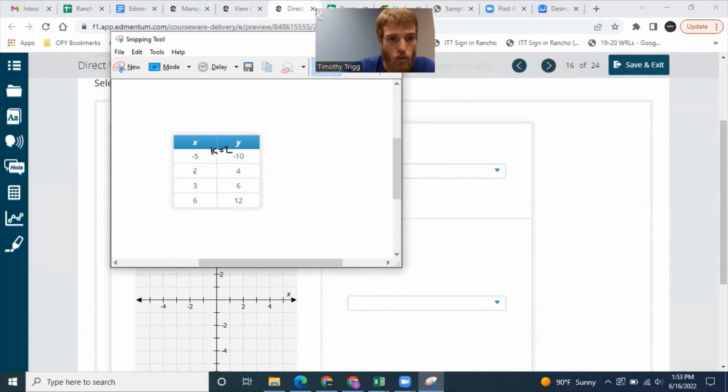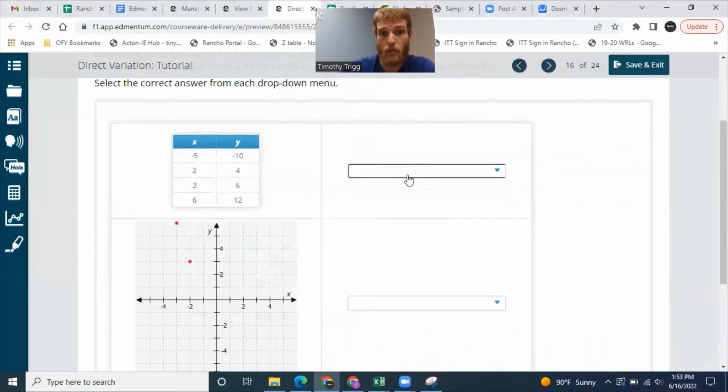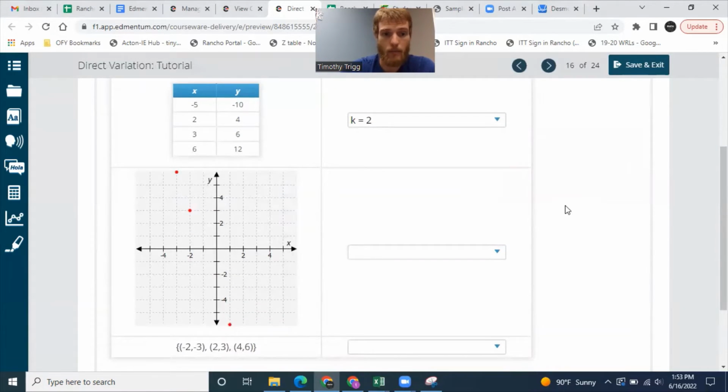Is that the same here? 2 times 2 gives me 4? Well, yeah. Is that the same here? 3 times 2 gives me 6? 6 times 2 gives me 12? Yes. So it has the same k value throughout. So that tells me that, yes, a k value of 2 is what's happening here.